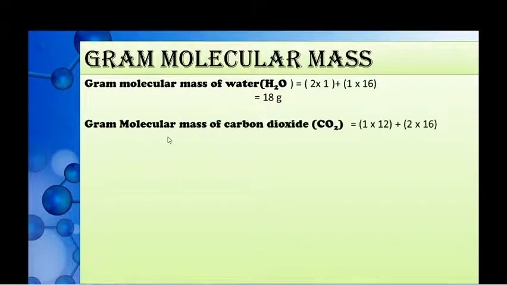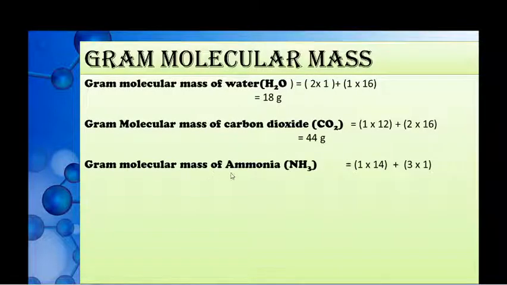Like that, the gram molecular mass of carbon dioxide. Here the carbon is 1, and the atomic mass of carbon is 12. So 1 into 12, 12. Here we have 2 oxygen atoms, so 2 multiplied by the atomic mass of oxygen, 16. So 2 into 16 we got 32. So 32 plus 12 we got 44 gram. So the gram molecular mass of carbon dioxide is 44 gram.